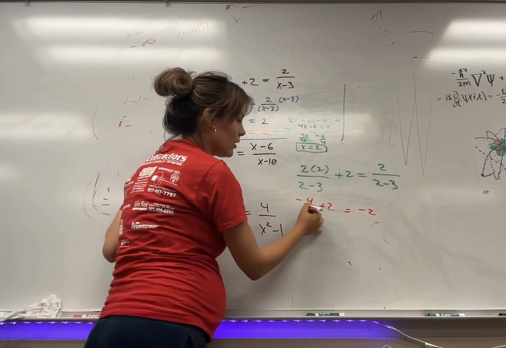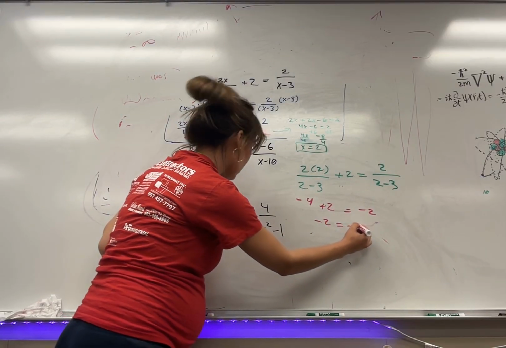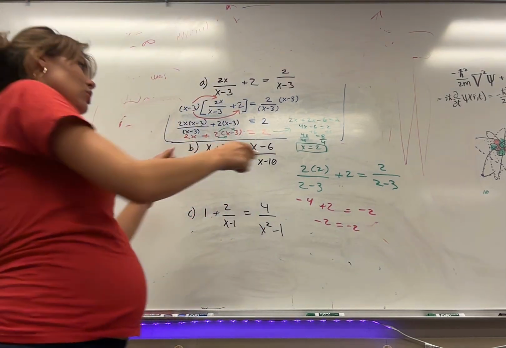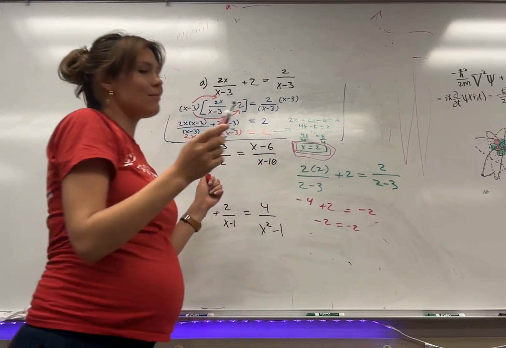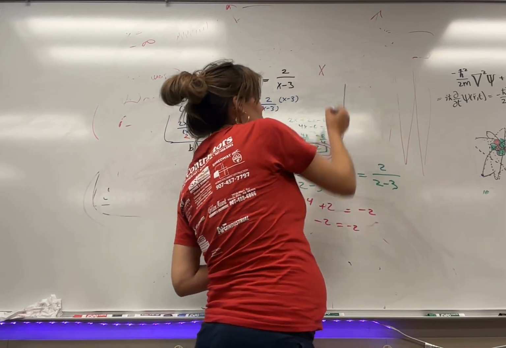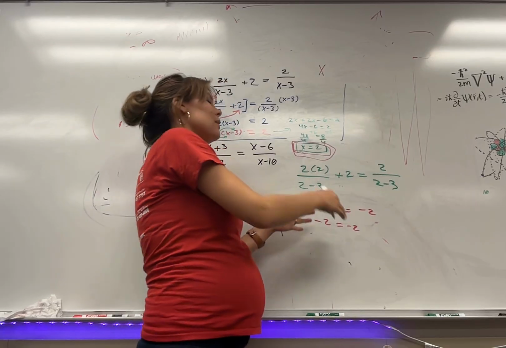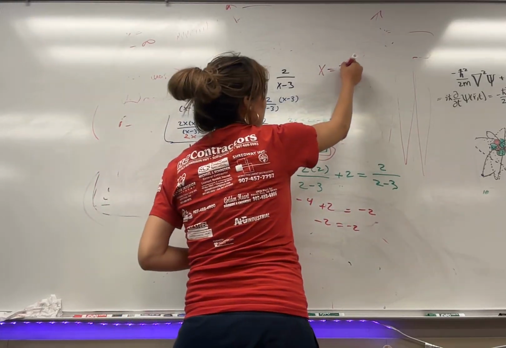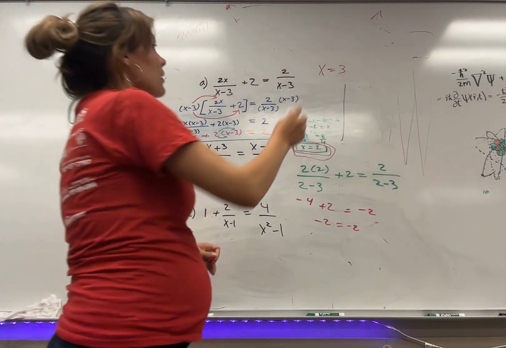Is this true? Well, negative 4 plus 2 is indeed negative 2, and negative 2 does equal negative 2. And so our solution is correct. Is our solution extraneous? Is x equals 2 an extraneous solution? No, because we checked our domain. Our domain said the only time we're going to get an extraneous solution in this case is if we have a solution that is not defined. The only undefined solution is when x equals 3, because then this blows up to infinity. We have division by 0, not allowed, undefined.